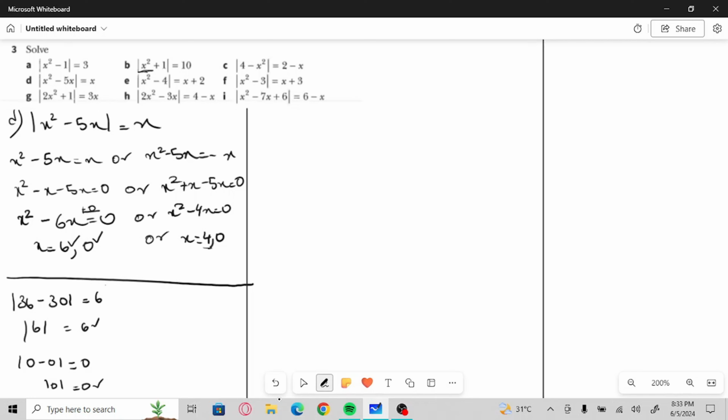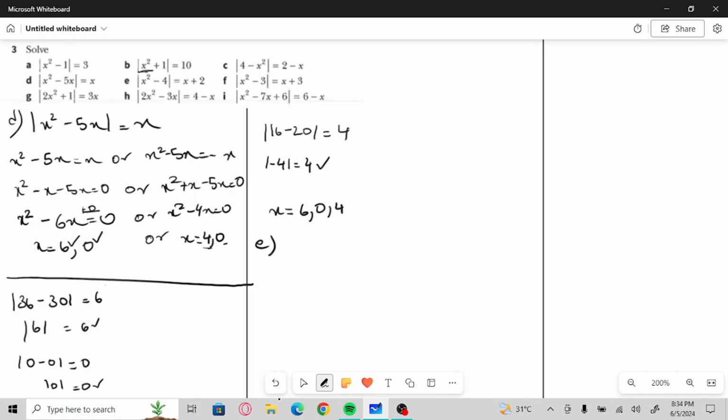And the last value we have is x equals 4, and 0 is a common value, so we won't input it again. So x is equal to 4. For that, we are going to say that 4 squared is 16 minus 20 in a modulus is equal to 4. Again, 16 minus 20 is equal to negative 4 and a modulus is equal to 4, which is again correct. So we have three values of x: x is equal to 6, 0, and 4. And all of these are correct.